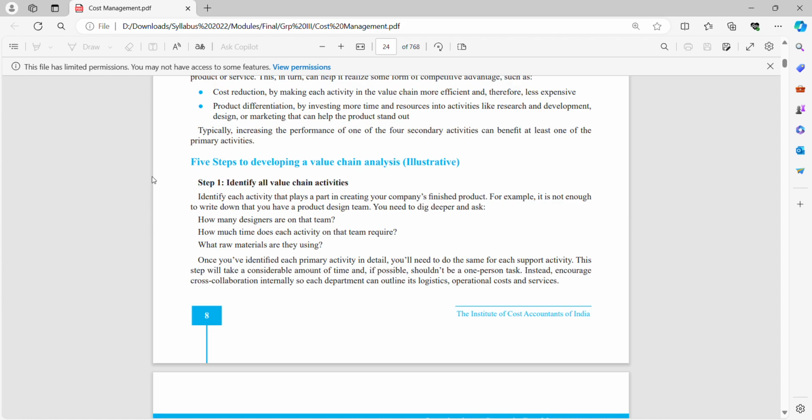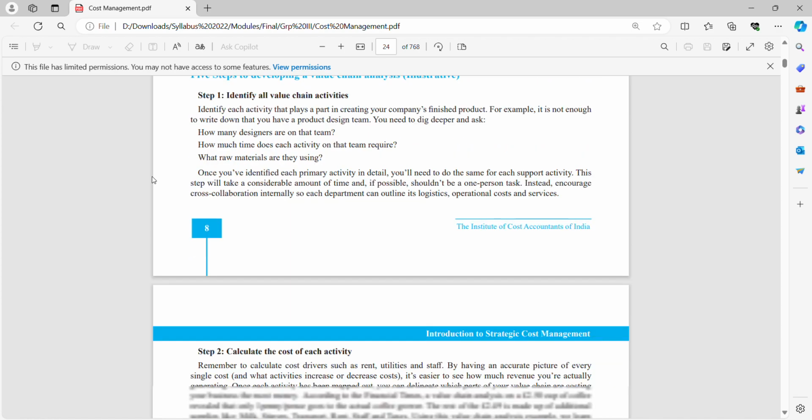Once you have identified each primary activity in detail, now you go for your supporting activities. Identify each supporting activity. Who all are my customers? What do I need to do to serve them better? This step will take a considerable amount of time and, if possible, shouldn't be a one-person task. Instead, encourage cross collaboration internally so each department can outline its logistics, operational cost, and services.